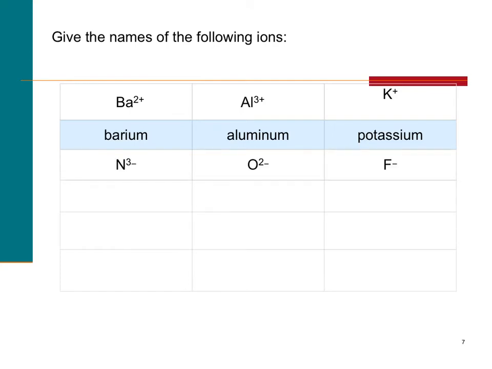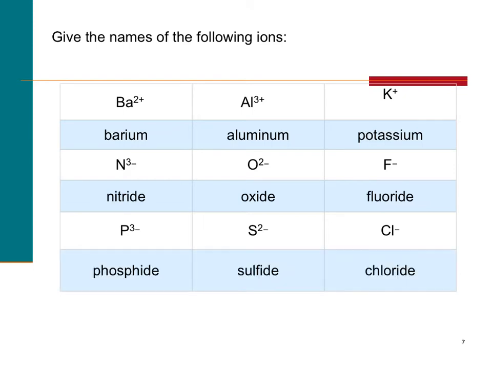Okay, this next row are the anions, so their names are going to be a little bit different. N3 minus, O2 minus, and F minus are nitride, oxide, and fluoride. In one row, take a look at these and decide how you would name them. Phosphide, sulfide, and chloride.